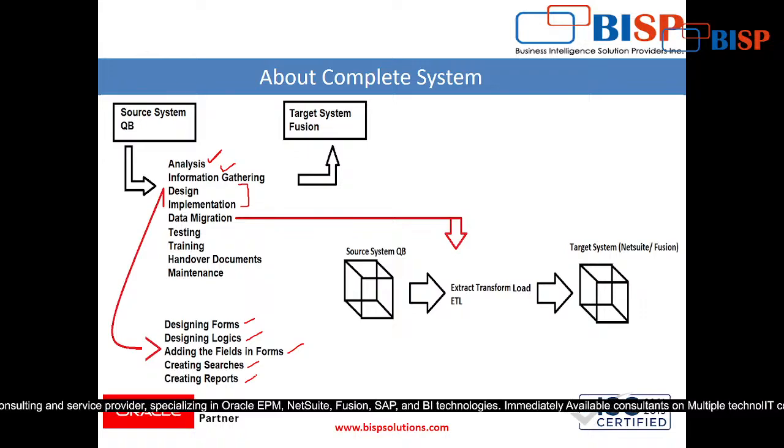But now they are thinking that since we are moving from QuickBooks to Fusion, let's add some additional information in the sales order form. All of this comes under the customization part. This is called the customization that we are going to do here. So we are implementing their suggestions, their requirements, right?